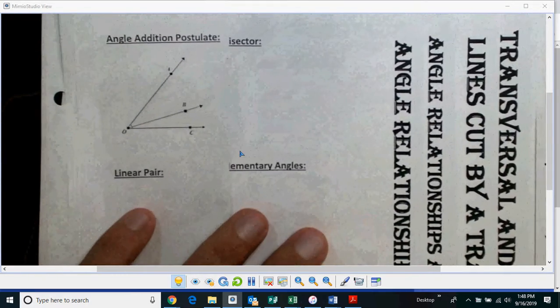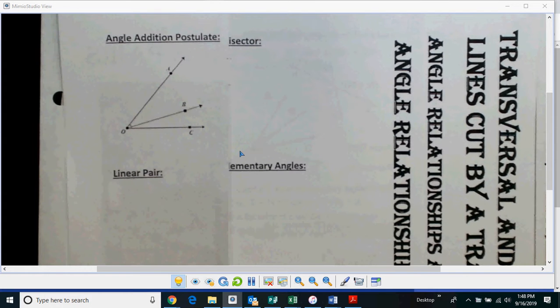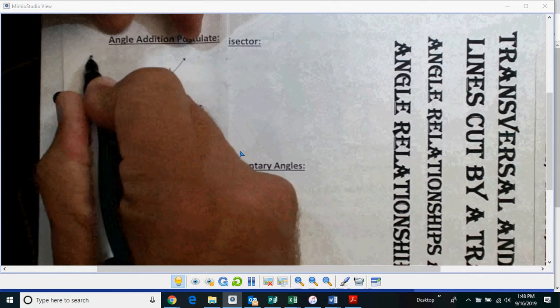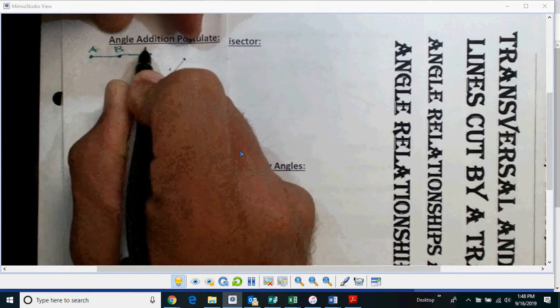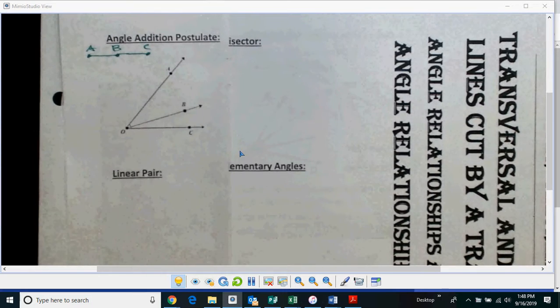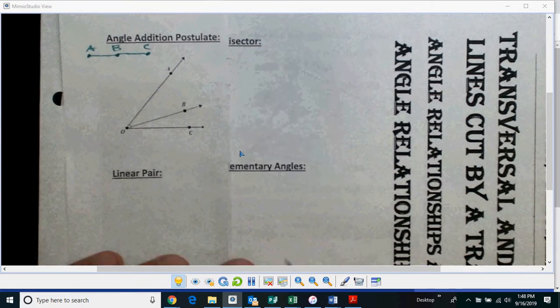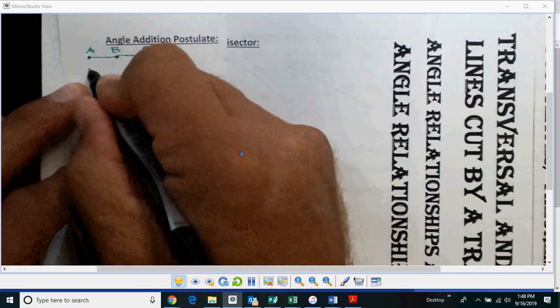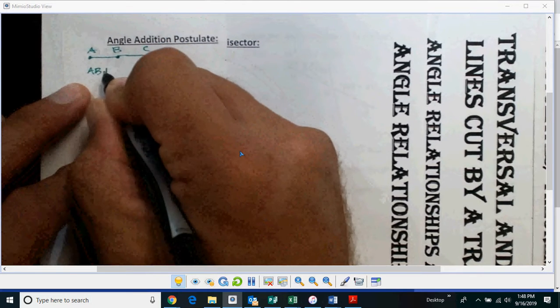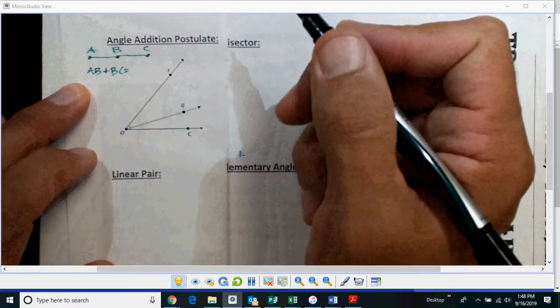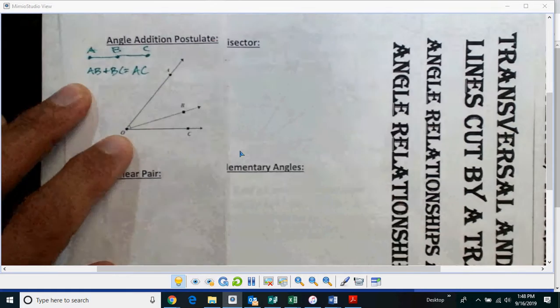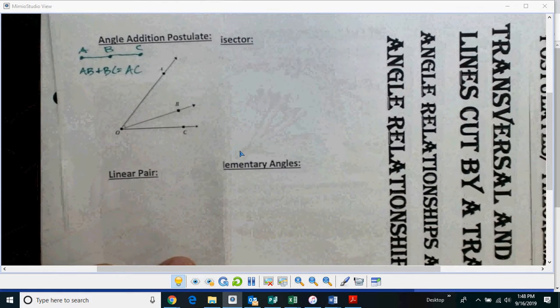So we're going to start by talking about the angle addition postulate. How many of you remember segment addition? We just did it. We just had a test on it. If I've got something like this, and this is A, B, and C, what relationship do I know about these segments? They're not necessarily even. I can do AB plus BC equals AC, the whole thing, just like that. So I know that to be true, yeah?